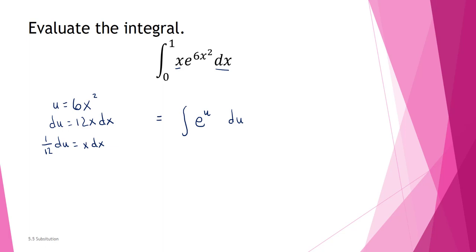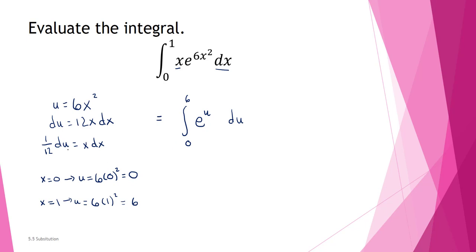The easiest way, I think, is to change these bounds, which are x values, into bounds that are u values. Okay, so the lower bound is x equals 0. Well, u we know is 6x squared, so u is 6 times 0 squared, which is still 0. And then the upper bound is x equals 1. Well, that means that u is 6 times 1 squared, which is 6. So now my x values 0 and 1 turn into u values 0 and 6.